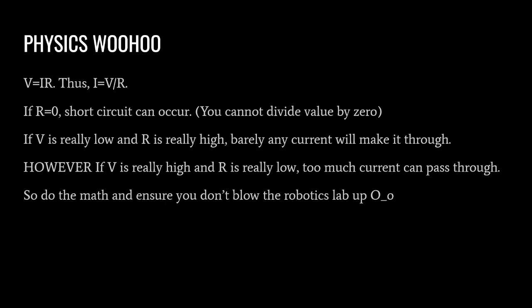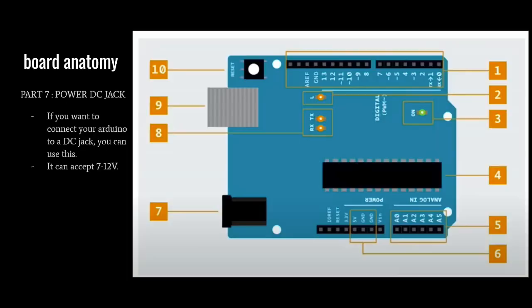And if it's the other way around, V is stupidly high and R is really low, too much current will pass through, and then P equals IV, you can blow stuff up. It's quite cool. So do the math and ensure you don't blow up the robotics lab. Generally, this is the only formula you need to care about for Elax. But if you're going to wire anything up, just ensure that you're careful.